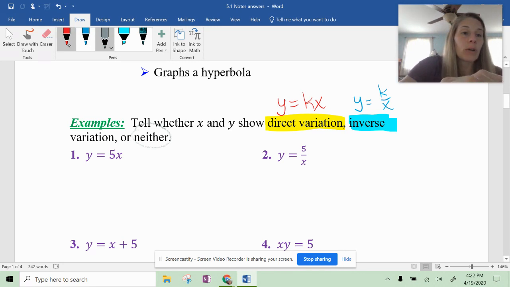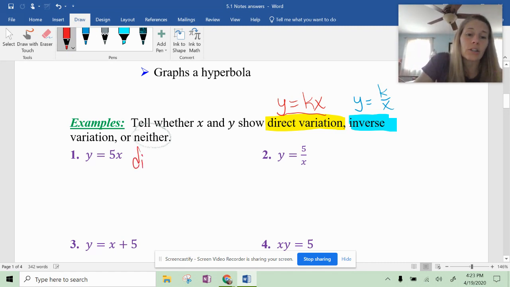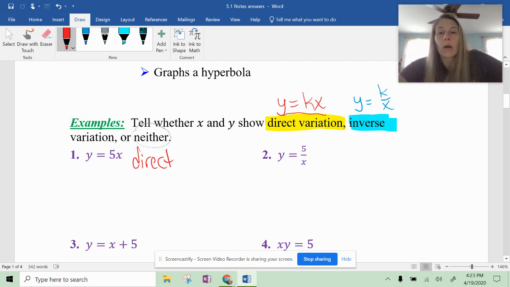All right, so let's take a look at the first one. We have y equals 5 times x. Which of these two does it look like, direct or inverse? Well, this one's pretty obvious that it's going to be direct variation because it follows that same pattern, y equals k times x. In this case, the k would be 5, so your constant of variation for that equation would be 5. That would basically act as your slope.